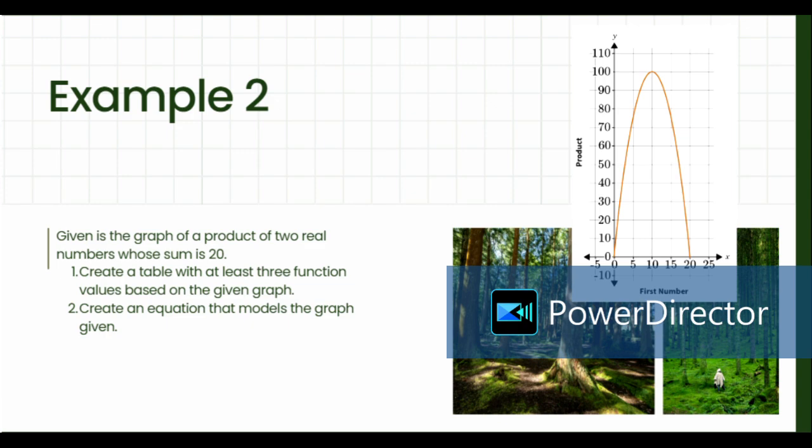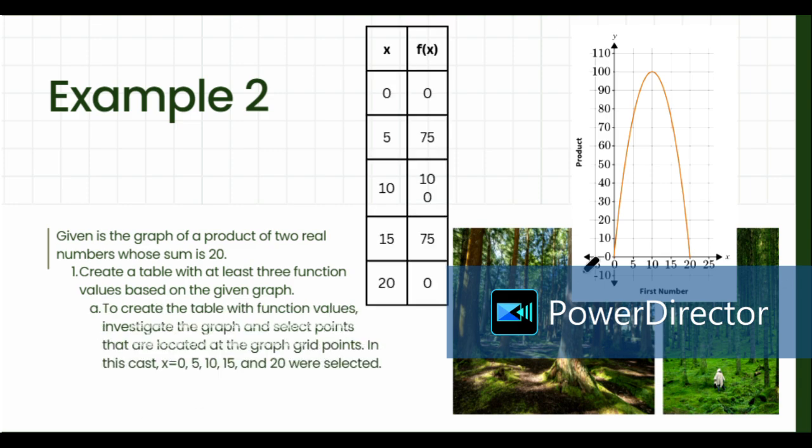Okay. Here's example number 2. Given is the graph of a product of 2 real numbers whose sum is 20. First, create a table with at least 3 function values based on the given graph, and then create an equation that models the graph given. Again, we'll do this together. So first, to create a table, you need to find at least 3 values that cross these grid lines really nice and neat.